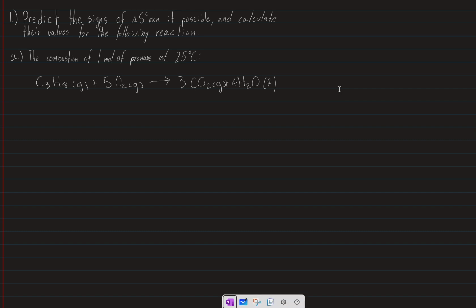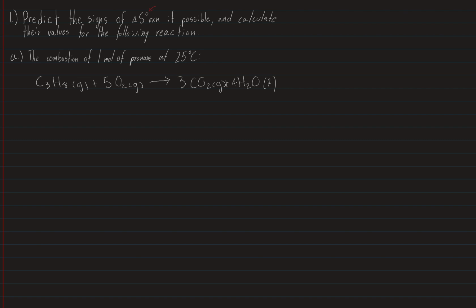Hello. Today we'll be looking at this problem right here to help you get familiar with the equation that you saw on the slide, and to also get you familiar with predicting the sign of the change in entropy of the reaction. Alright, so for this problem, we're looking at the combustion of 1 mole of propane at 25 degrees Celsius. Now, when you see 25 degrees Celsius, that should automatically ring a bell that we're at standard conditions, but besides that, there's also another indicator right here that tells you that you're at standard conditions.